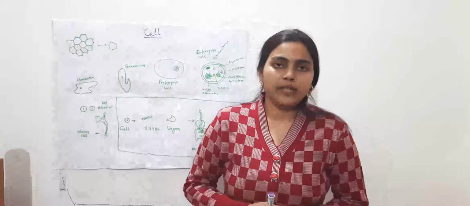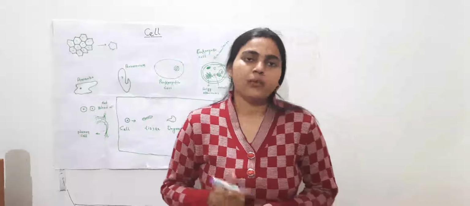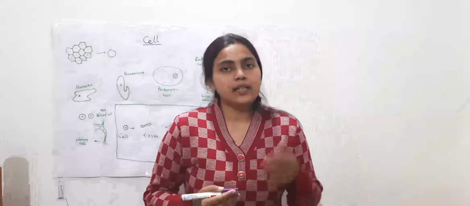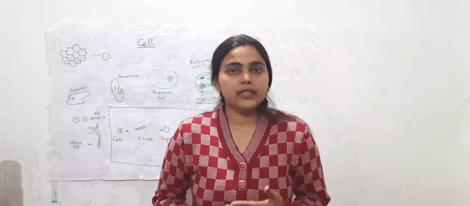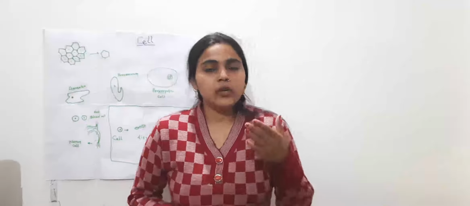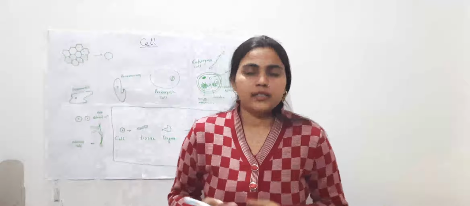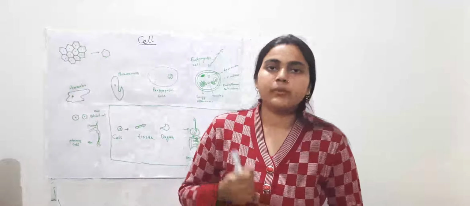In 1674, Anthony van Leeuwenhoek for the first time discovered a living cell. And why did he call this a living cell? Because he watched some motion in that cell. This is the story behind the discovery of the cell.